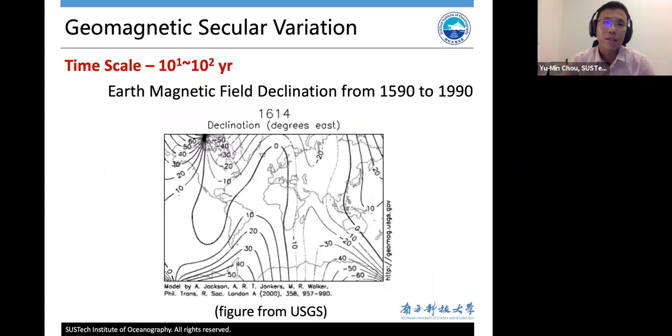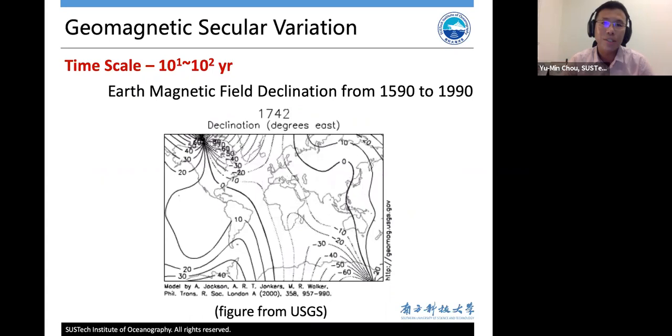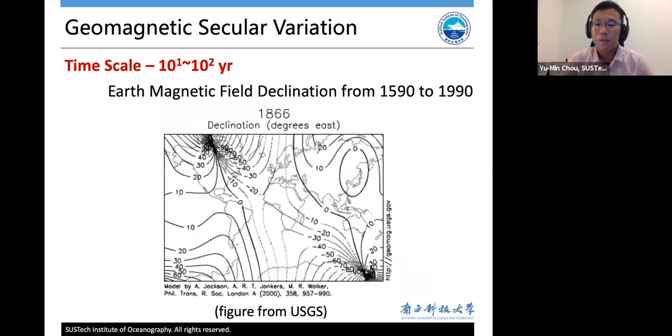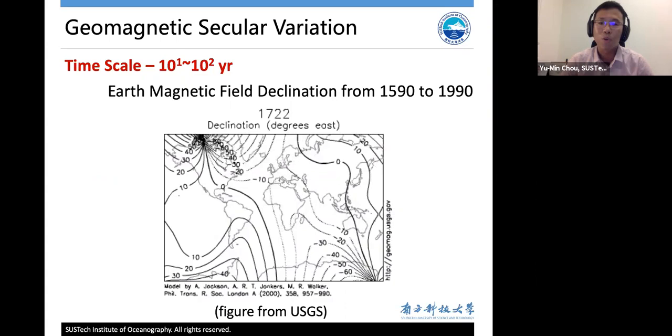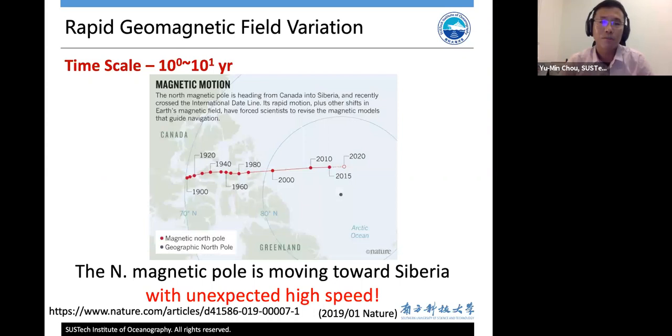Another scale is 10 to 100 years, the secular variation. Human beings have long-term observation of the Earth's magnetic field for about 400 years. However, we know that the field is not stable. It varies with time at every moment. On the most recent scale, from satellite observation we found that the North magnetic pole is moving toward Siberia, and the speed is getting faster and faster. So that means the magnetic field is not stable and varies with time.